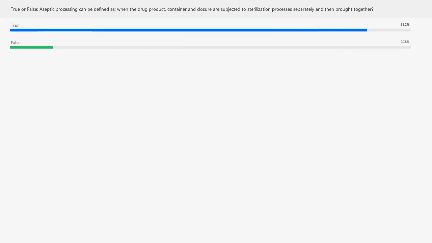So, Jeff, it looks like about 90% of the audience believe that this is a true statement. Absolutely. So aseptic processing is when the primary packaging and the drug product are all sterilized separately, then put together. Terminal processing is when the drug product and the primary packaging components are all filled and put into the sterilization process all at once, all together at one time.